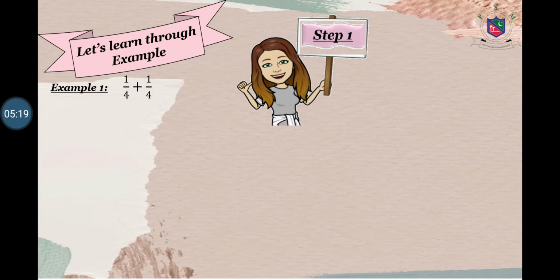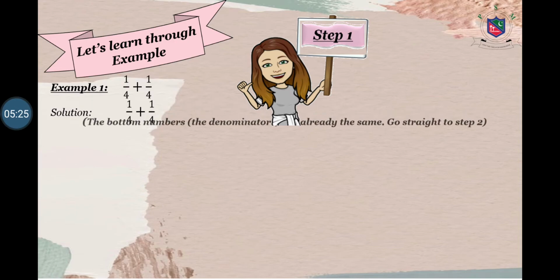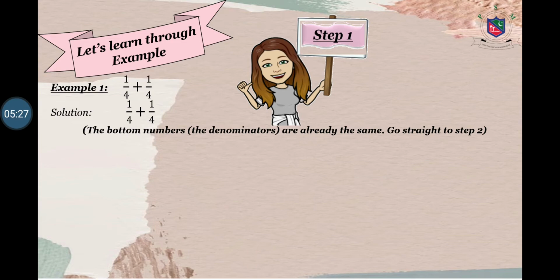So according to the first step, we need to write the fractions again. The bottom numbers, the denominators, are already the same, so we go straight to step 2. And step 2 is we need to add the numerators. So the numerator will be 1 plus 1 equals 2.